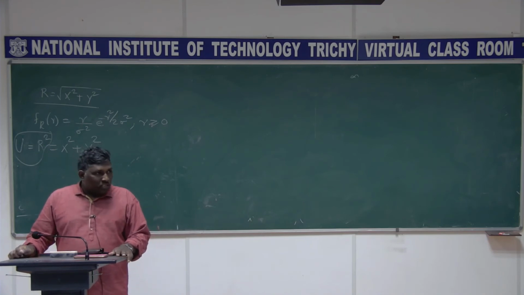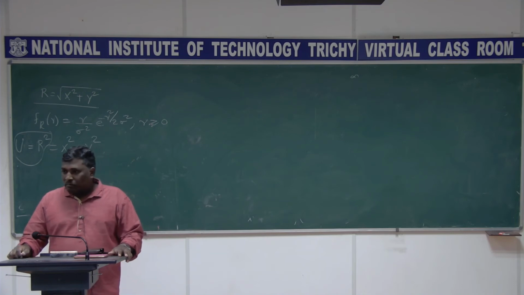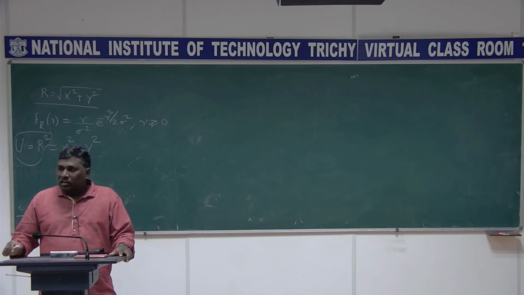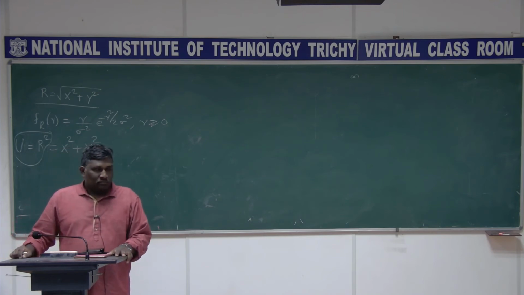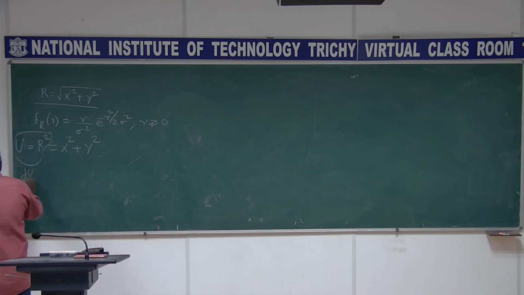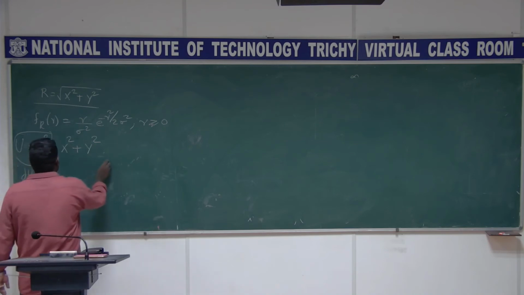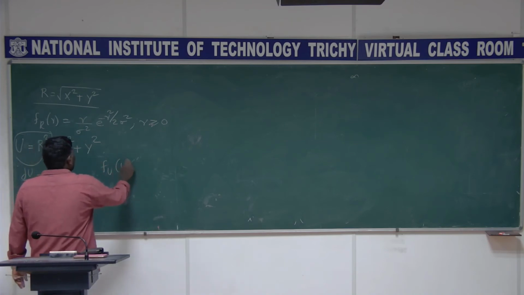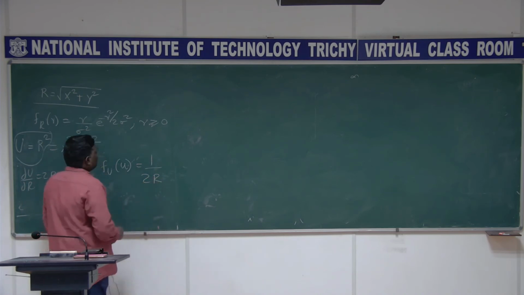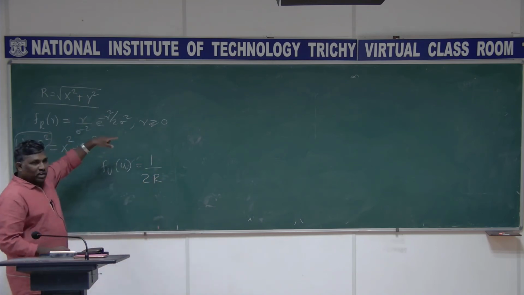Fu of U is what? 1 by Jacobian, Fr of R. R in terms of U you have to write, isn't it? Right? So what is the Jacobian? Dou U by dou R is going to be your 2R in this, right? So as I told you, Fu of U is what? 1 by Jacobian, that is 2R here, into this density function whatever we had here, right?